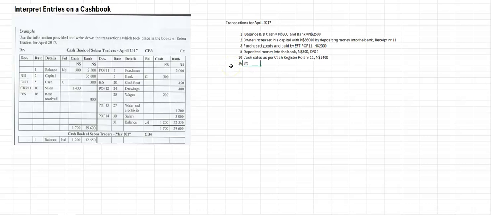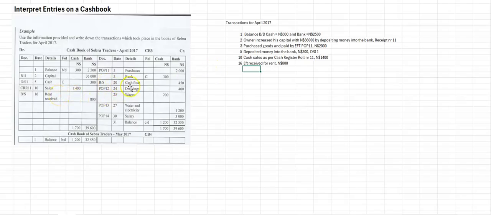EFT received for rent. How much was it? $800. Okay, then we look for the next one.